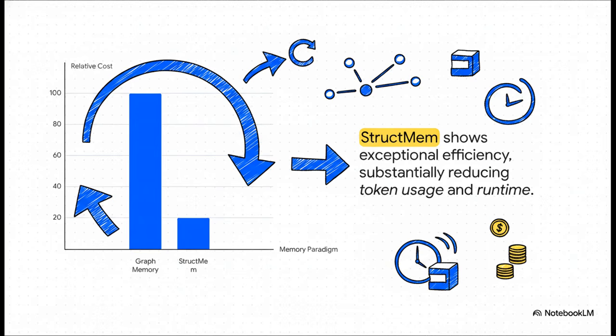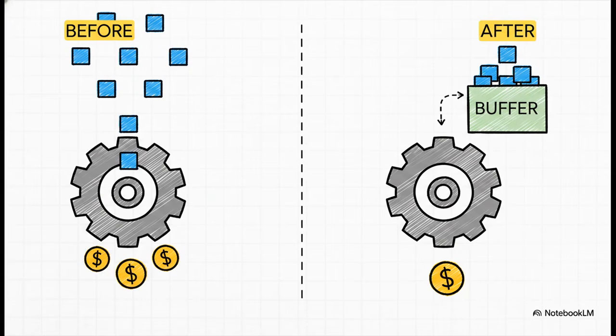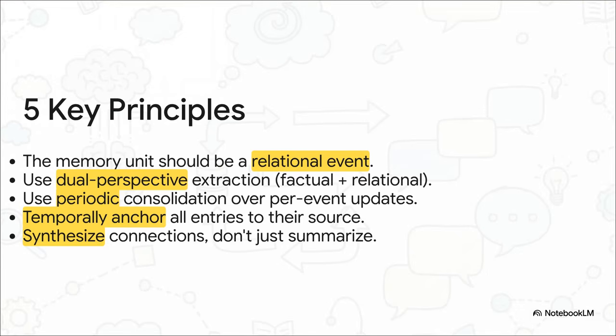It massively cuts down on token use and how long it takes to run. And what does that mean in the real world? It means lower costs and much faster responses for the user. And the secret sauce behind all this efficiency is that buffered consolidation we were just talking about. Because it processes updates in batches instead of one by one by one, it just slashes the number of API calls and all the heavy lifting your computer has to do. It's just a ridiculously smart way to build a complex, structured memory without paying that performance penalty on every single interaction.